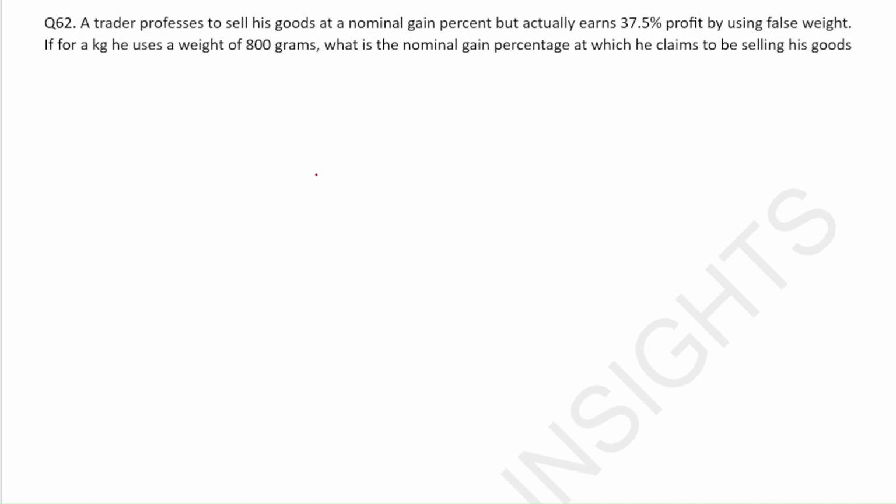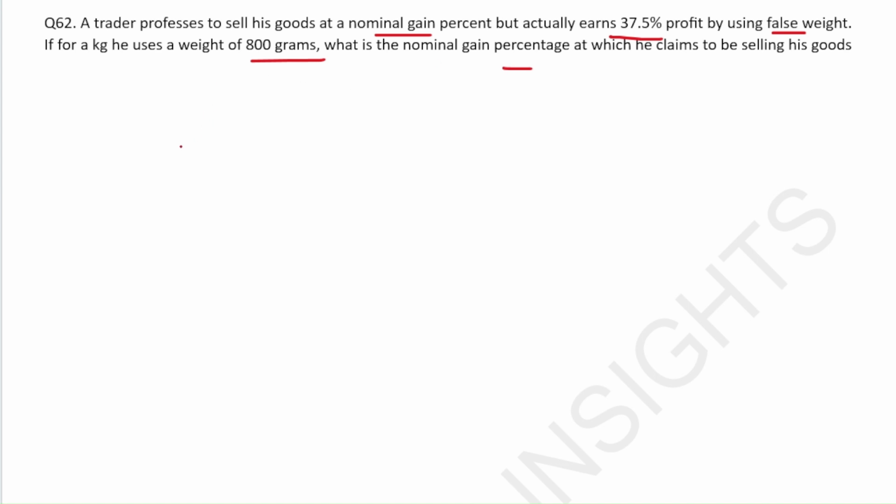Next question. A trader professes to sell his goods at a nominal gain %, but actually he earns 37.5% profit by using false weight. If for a kg he uses a weight of 800 grams, what is the nominal gain percentage at which he claims to be selling his goods? So we have to find a nominal gain percentage.